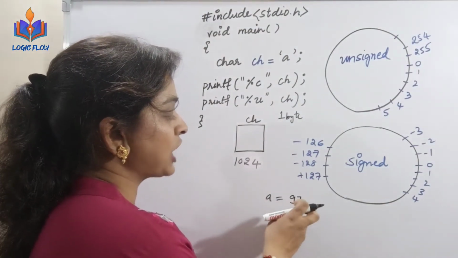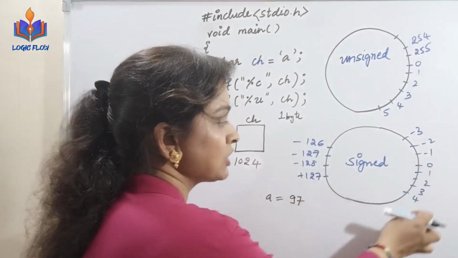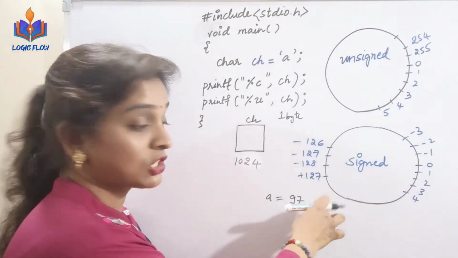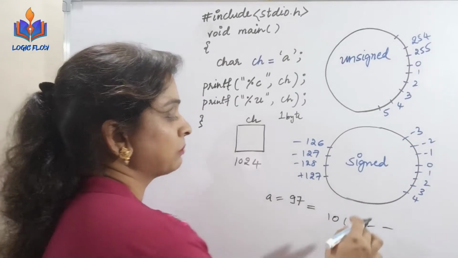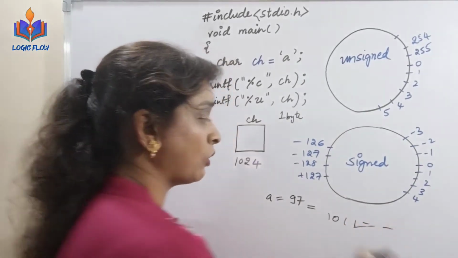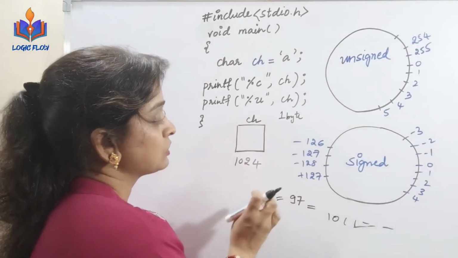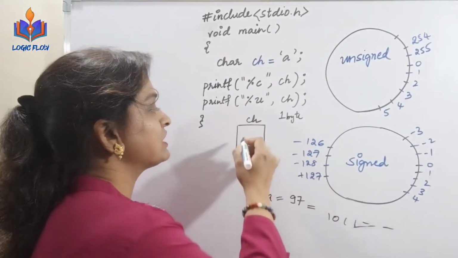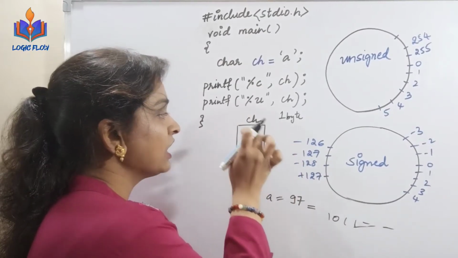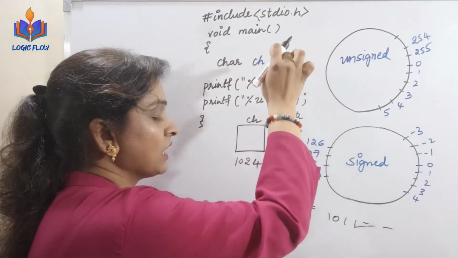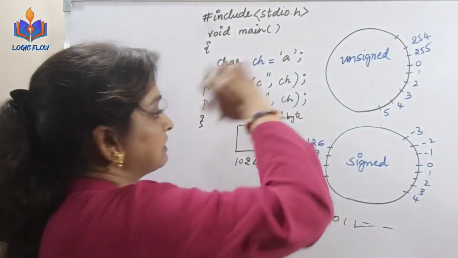So I need to check whether this 97 is within the signed character range. Yes, obviously it is within that range. So this 97 is converted to some binary sequence, something like 101. Not the exact binary sequence, I just gave an example. We say A will be stored here, but internally this character A gets converted to the ASCII code, and I need to check whether that is in that range.